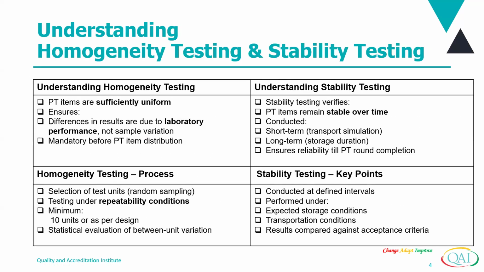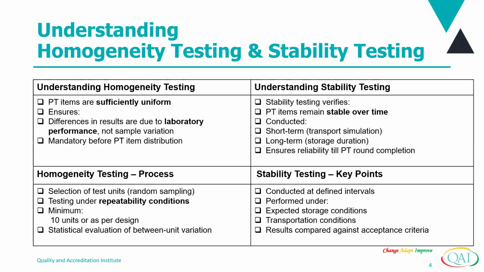So here, as per the slide, on the understanding of homogeneity, it is mentioned that the PT items are sufficiently uniform. This is one thing. Other, we have to ensure the differences in the results are due to laboratory performance, not due to sample variation. In very simple terms, this is the main objective of the homogeneity performance, and it is mandatory before PT item distribution. This is what I explained just before.